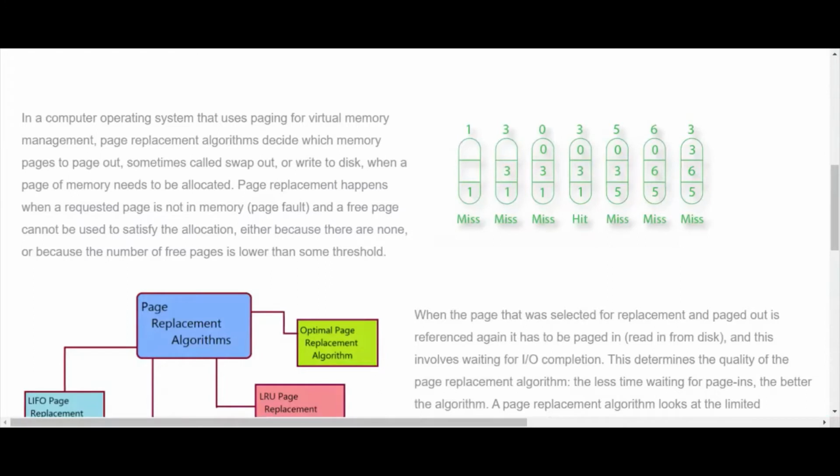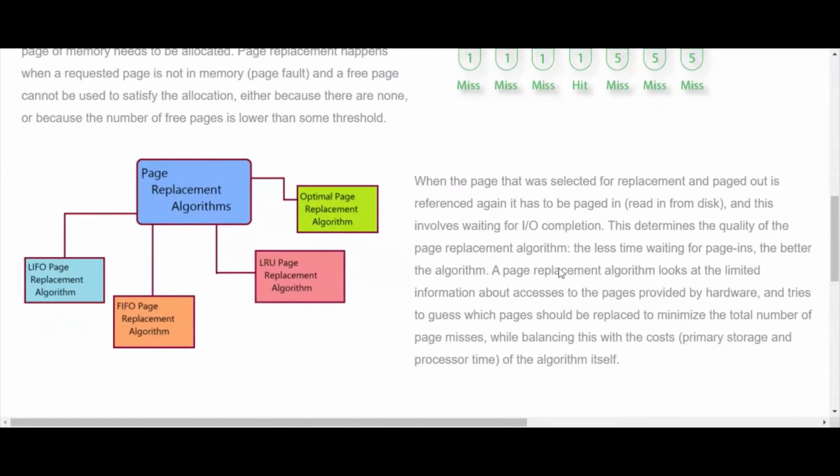In a computer operating system that uses paging for virtual memory management, page replacement algorithms decide which memory pages to page out, sometimes called swap out or write to a disk, when a page of memory needs to be allocated. Page replacement happens when a requested page is not in memory. This situation is page fault. And a free page cannot be used to satisfy the allocation, either because there are none or because the number of free pages is lower than some threshold.